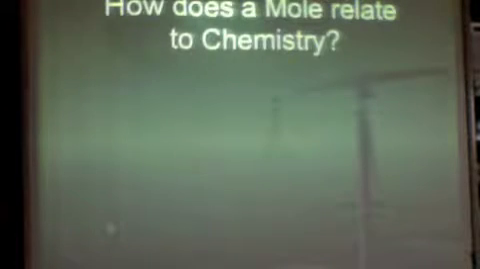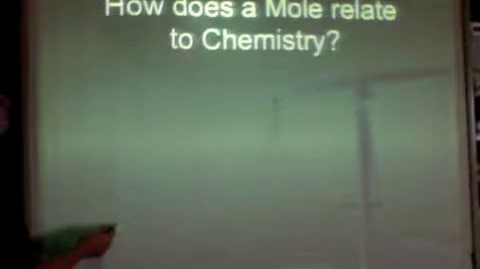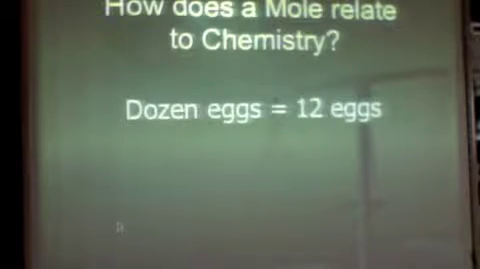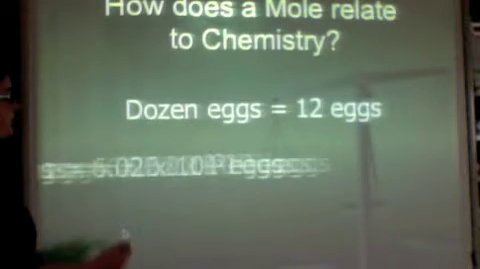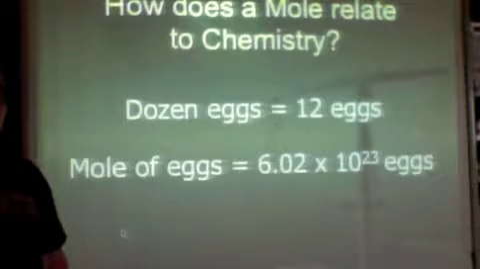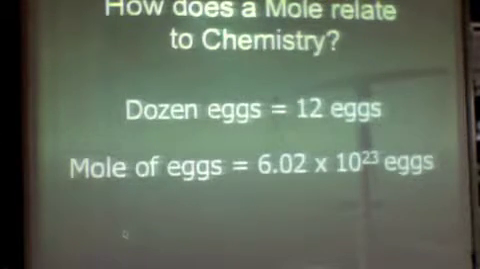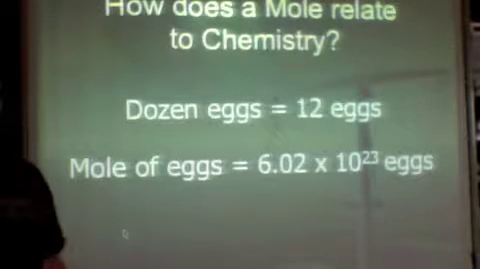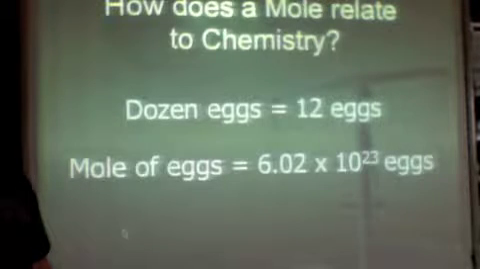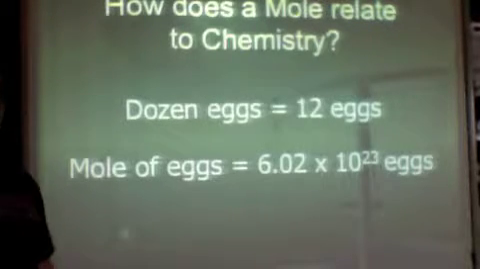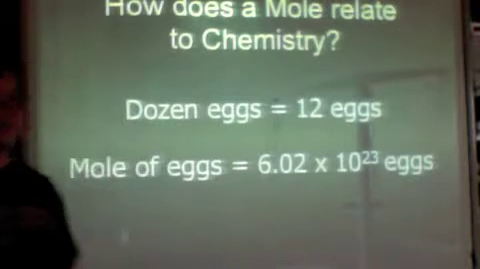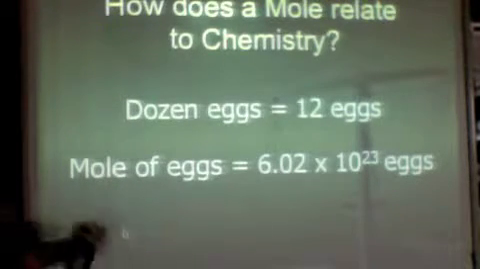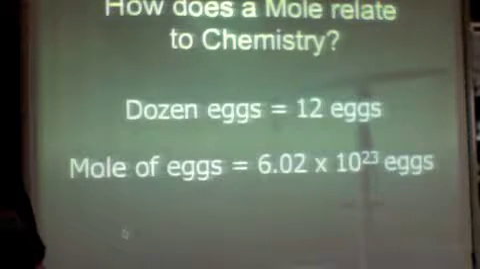So how does a mole relate to chemistry? Just like when you say a dozen eggs, that means 12 eggs. So if you have a mole of eggs, you have 6.02 times 10 to the 23rd eggs. If you have a mole of books, you have 6.02 times 10 to the 23rd books, and so forth. So a mole of anything is that many. So a mole of dollar bills means you would have 6.02 times 10 to the 23rd dollars.